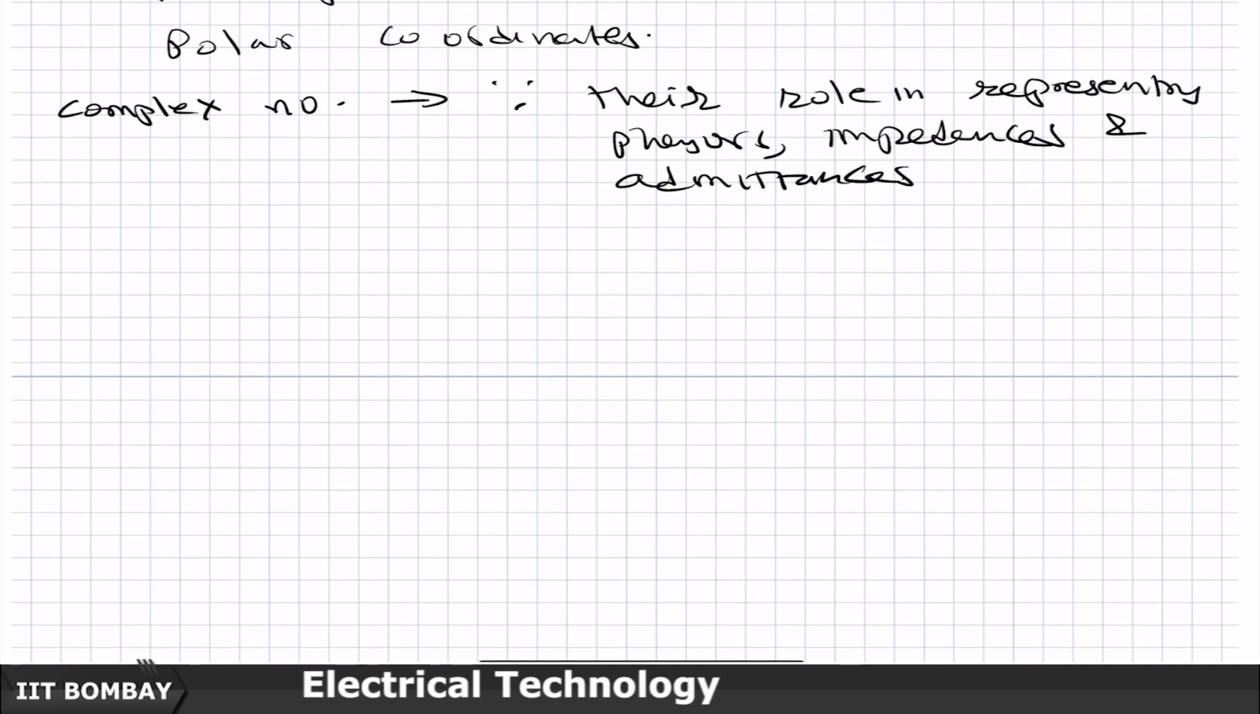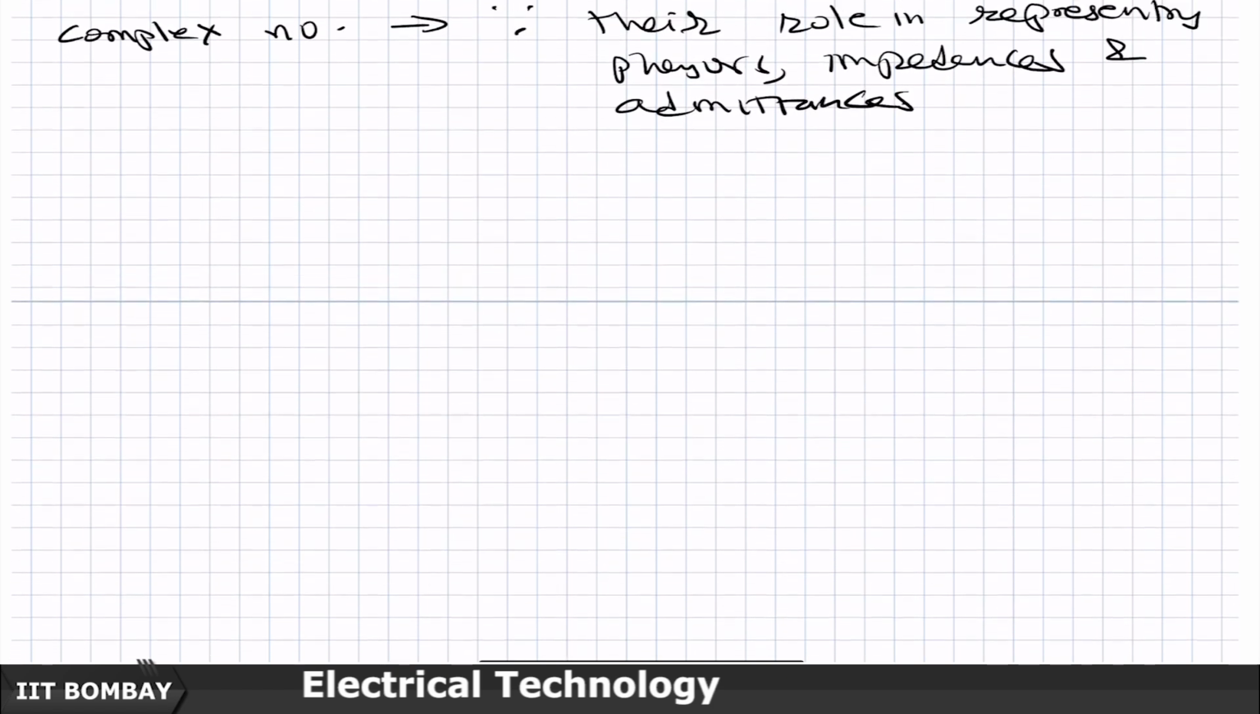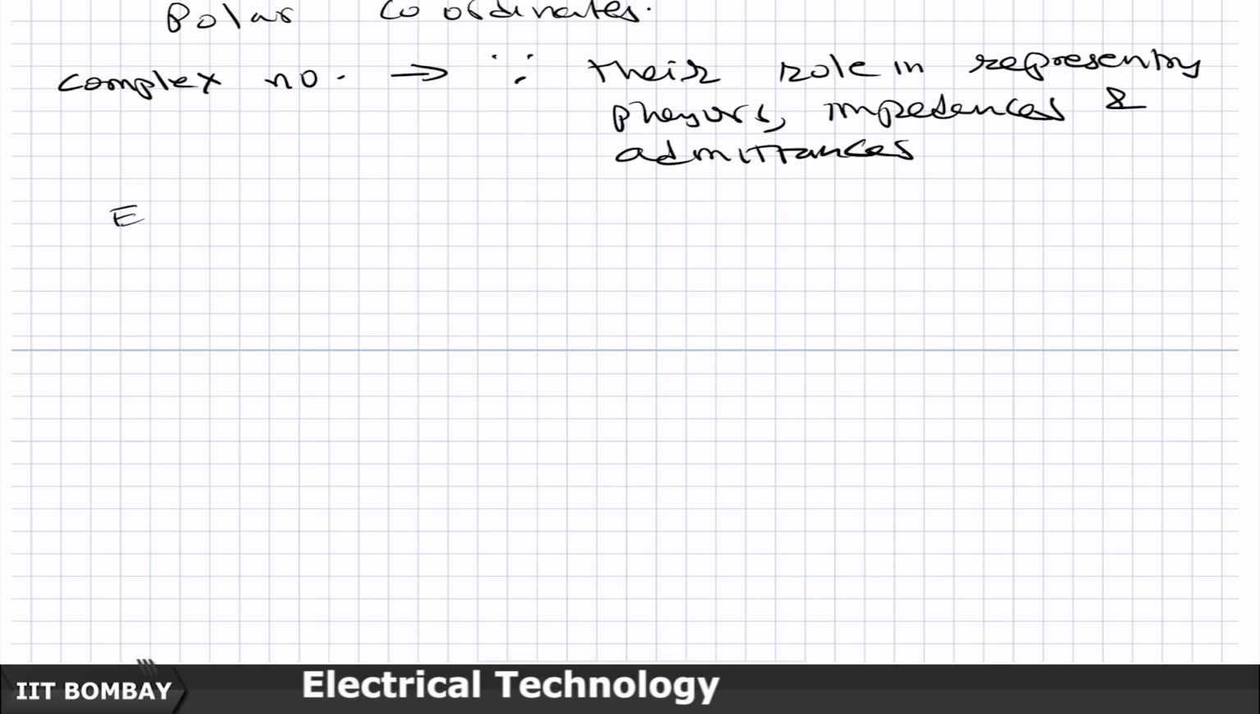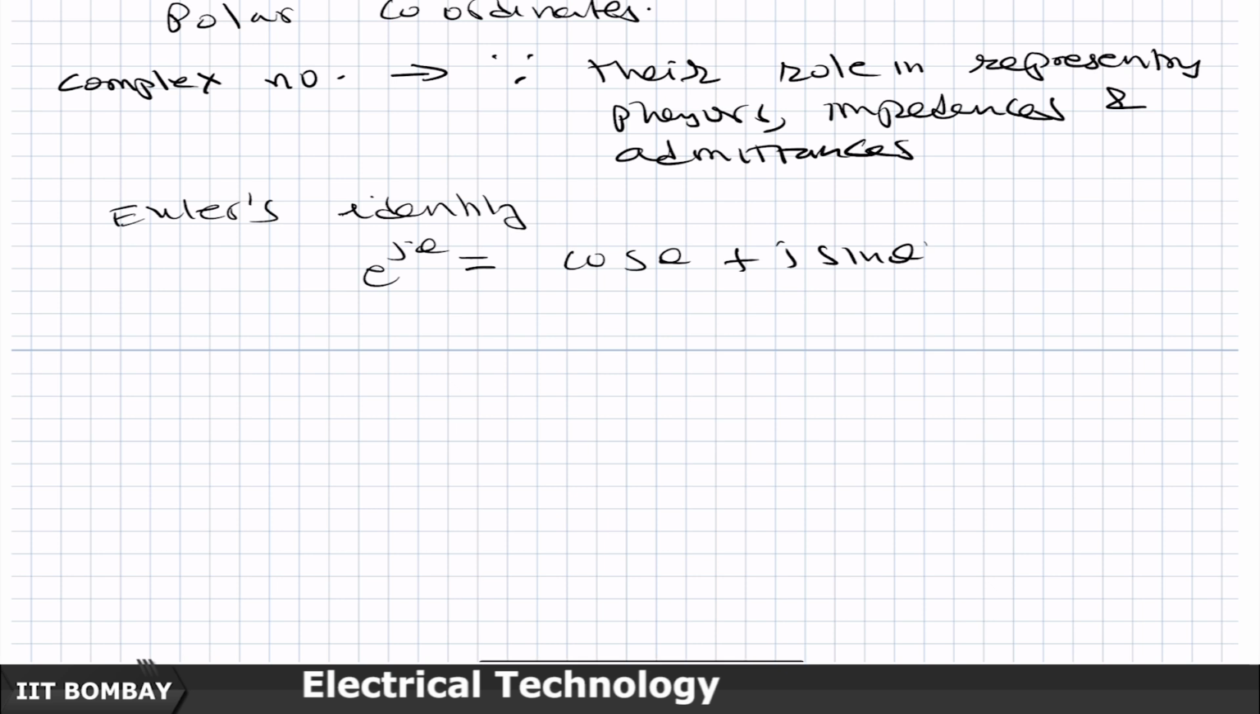Now, one particular identity of interest to us is Euler's identity, and Euler's identity basically says that e to the power j theta is cos theta plus j sin theta. I want to get to the crux of this identity in more detail, because Euler's identity plays a very important role in our understanding of electrical engineering, signal processing, and many other places as well.